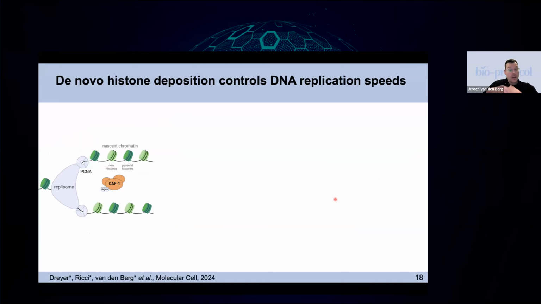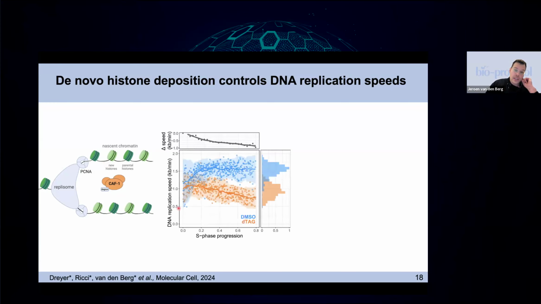This is a process that occurs simultaneously during DNA replication. And one of the critical factors and players there is the CAF1 complex. What our collaborators have done is to use a degron to very rapidly degrade this complex so that there's no longer any new histones. So these new histones are then no longer inserted as DNA replication passes through.